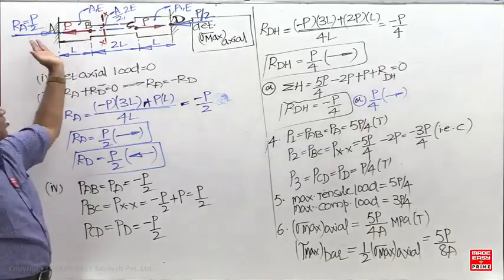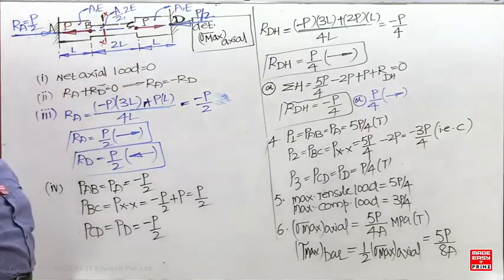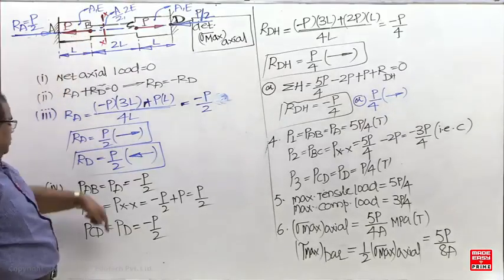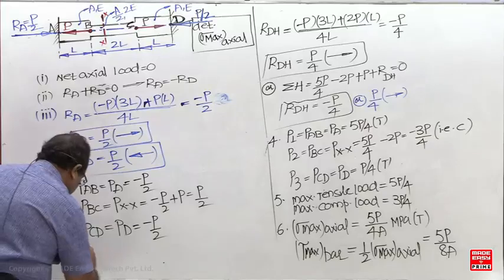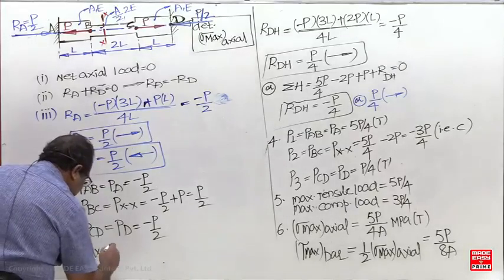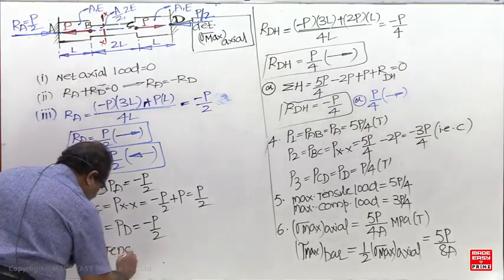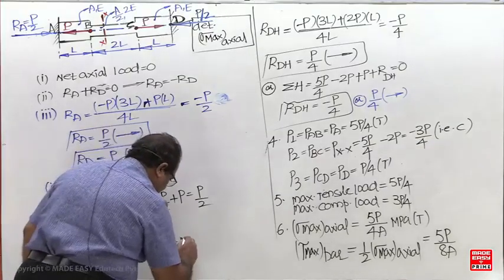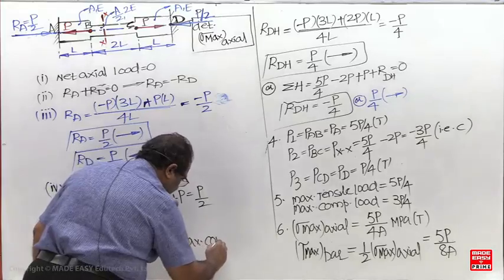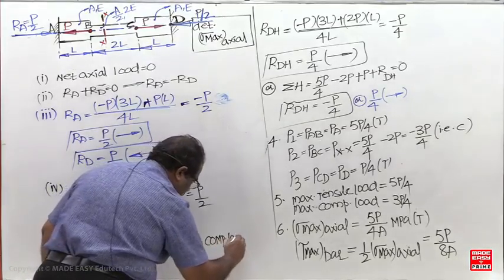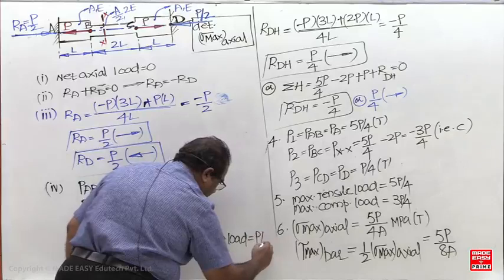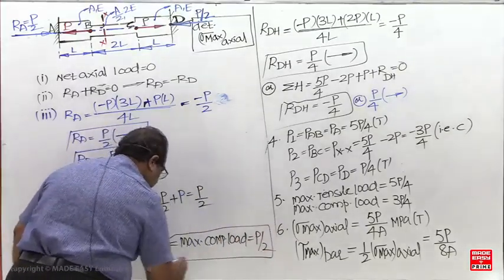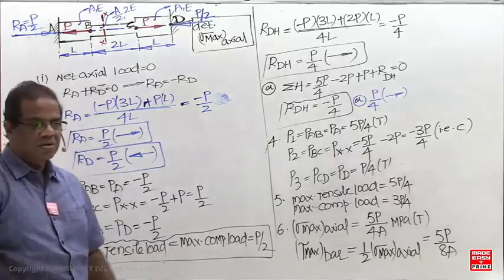Either you take the left side or you can take the right side. Either left or right side you can take it. Take a section; I have taken the left side. Either positive or negative. So what is the maximum tensile load now? Maximum tensile and compressive loads are equal.